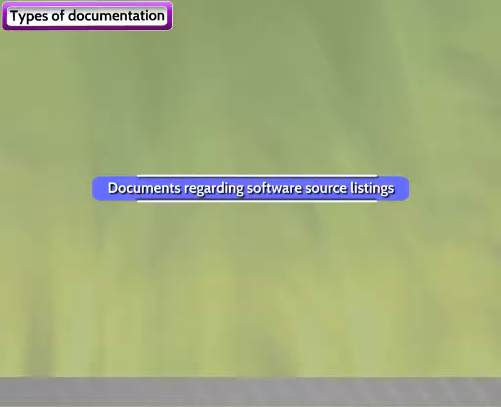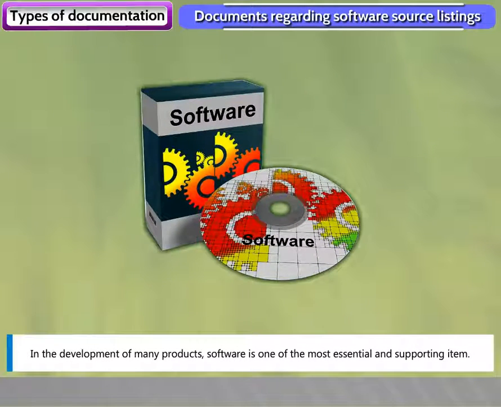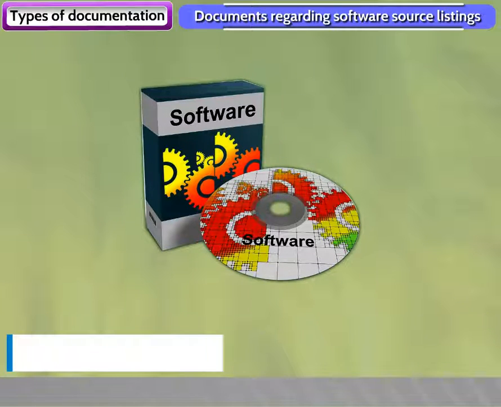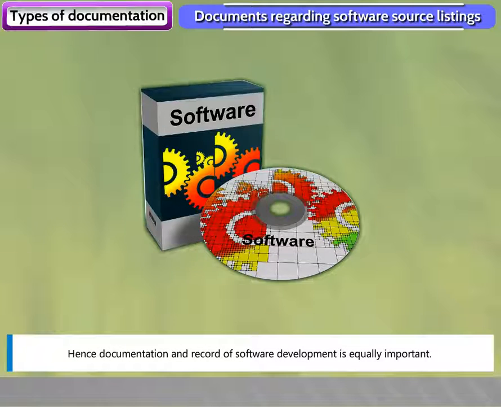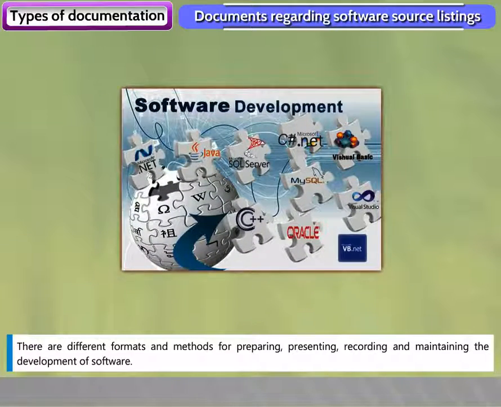Documents regarding software source listings. In the development of many products, software is one of the most essential and supporting items. Here, documentation and record of software development is equally important. There are different formats and methods for preparing, presenting, recording, and maintaining the development of software.